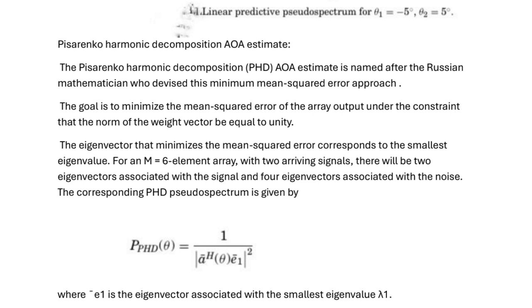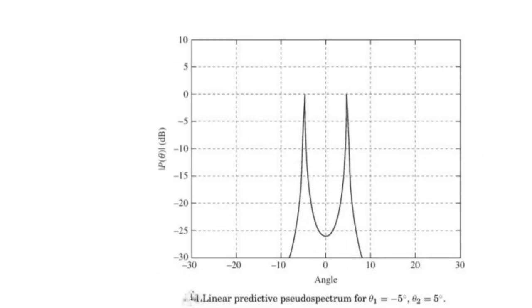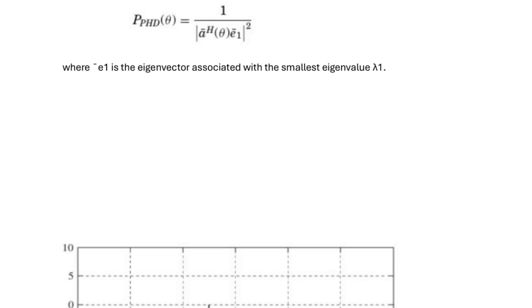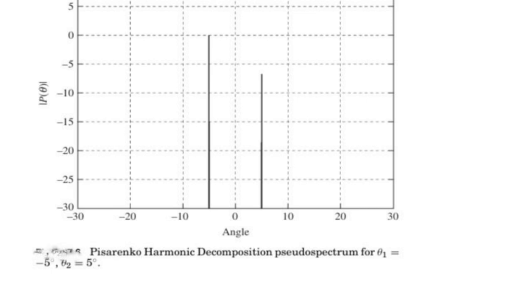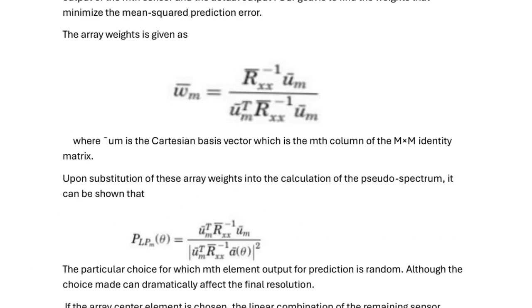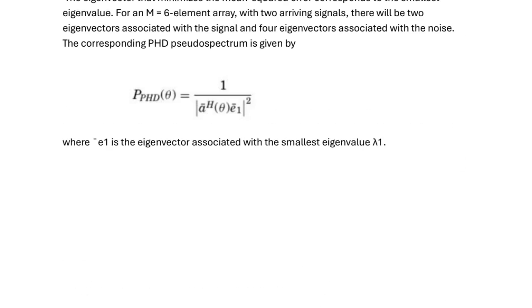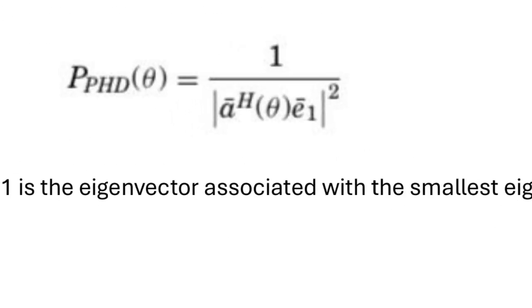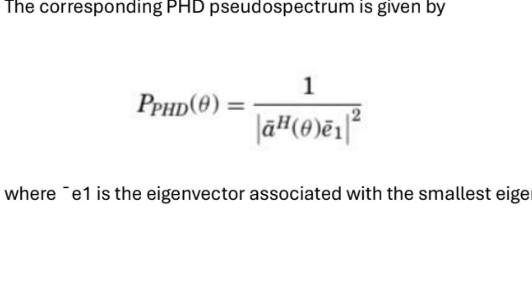So now this is the harmonic decomposition. We can compare it with the previous spectrum of the linear prediction estimation. See here, this is that peak type of curve, and here we are using the harmonic decomposition spectrum. Now see here, the first thing is we are going to do this with the Cartesian basis vector in the linear prediction AOA estimation. It is a very simple thing: 1 divided by the modulus squared of a Hermitian of theta times eigenvector 1.